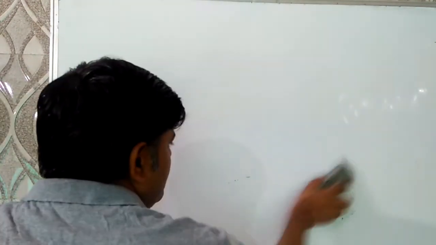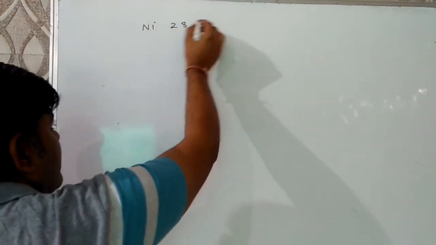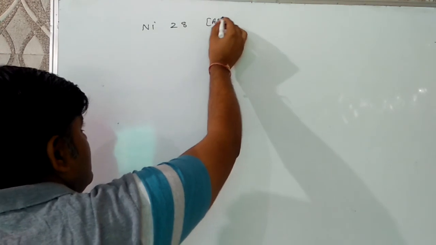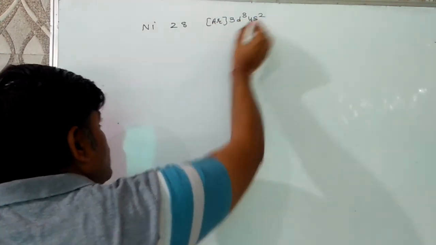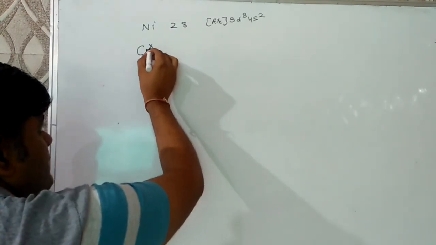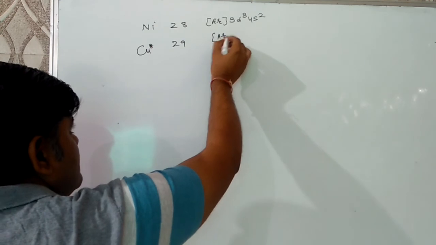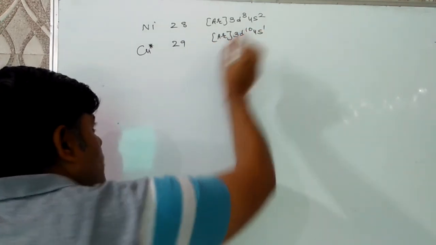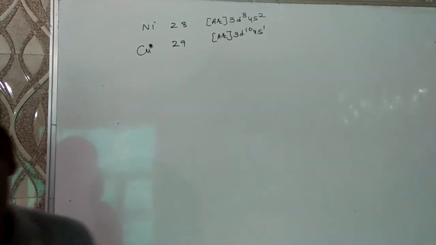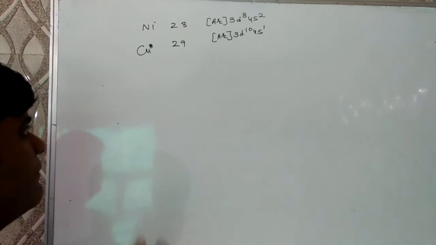Next one is nickel, atomic number 28. Electronic configuration will be argon 3d8 4s2. Next one is copper, that is also exceptional, atomic number 29. Argon 3d10 4s1. And copper has exceptional electronic configuration due to extra stability of fully filled electronic configuration.